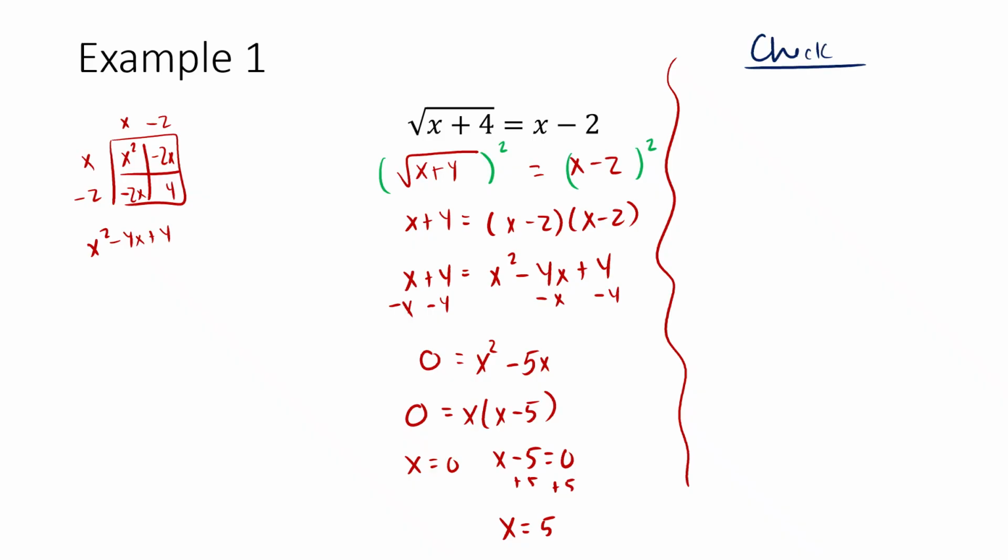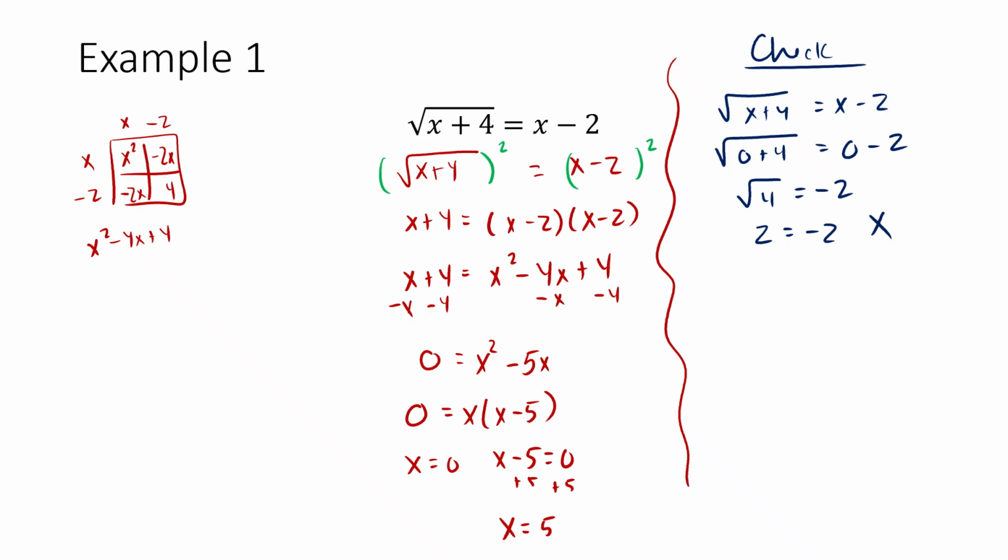So I'm going to take my equation, and remember that the solution to an equation is the value of the variables that make the equation true. And so I'm going to plug in the 0. 0 plus 4 is 4, 0 minus 2 is negative 2, and the square root of 4 is 2. And we will notice that that does not check.